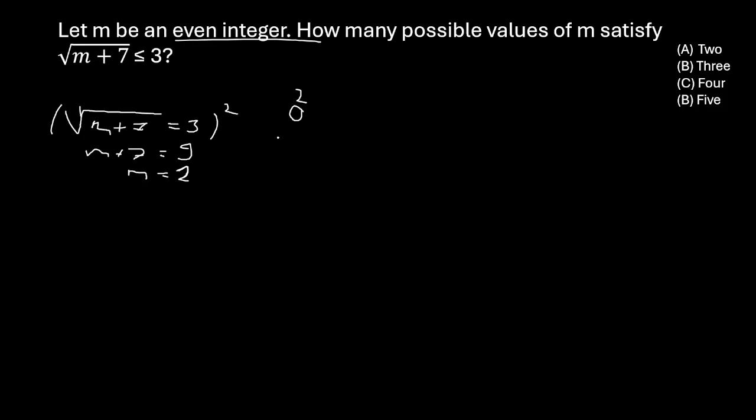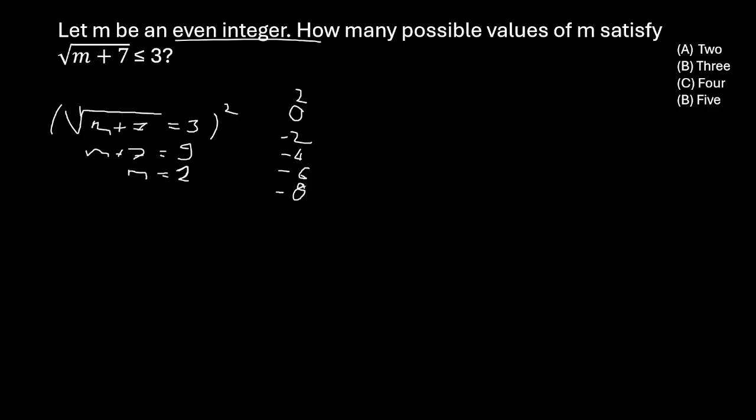So we can go further. What is an even integer? Well, negative 2. It is divisible by 2. It's an even integer. Not a positive even integer, but an even integer. Minus 2 plus 7, square root of 5. I don't know what it is. It is less than 3. Go further. Negative 4. Square root of 3, less than 3. Negative 6. Square root of 1. 1 is less than 3. Go further. Negative 8.